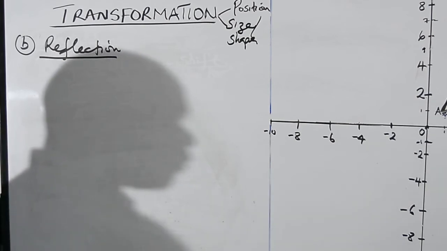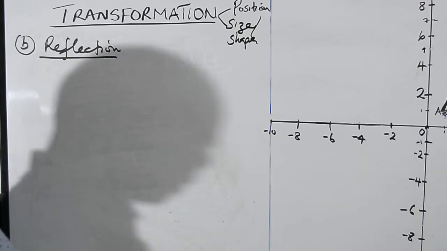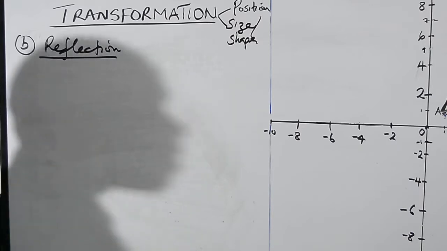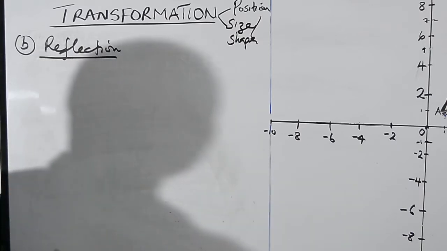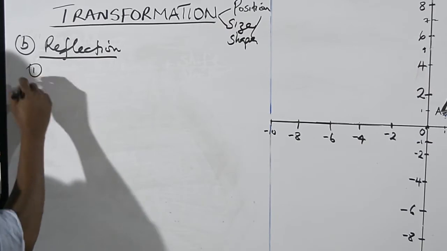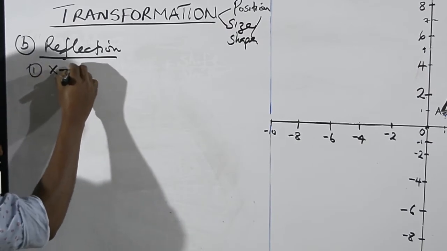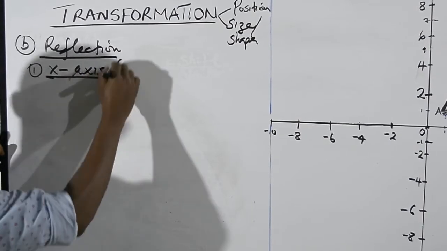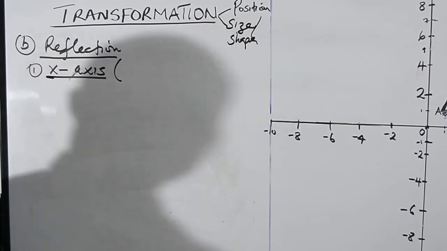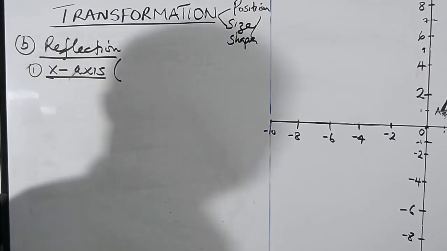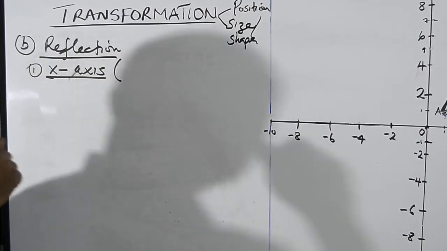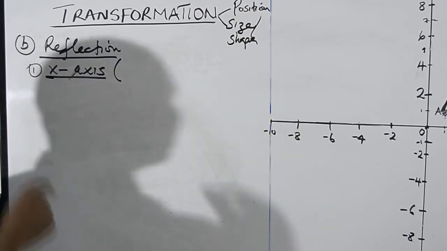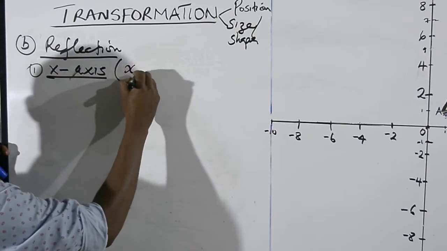So when you move backward, the image also will move, because the same distance from the mirror to you must be the same distance from the mirror to the image. So that is reflection. Reflection is done in so many ways. The first type of reflection is when we want to reflect in the x-axis. The x-axis is the one that is going to be seriously affected in that case. So it is x comma minus y.